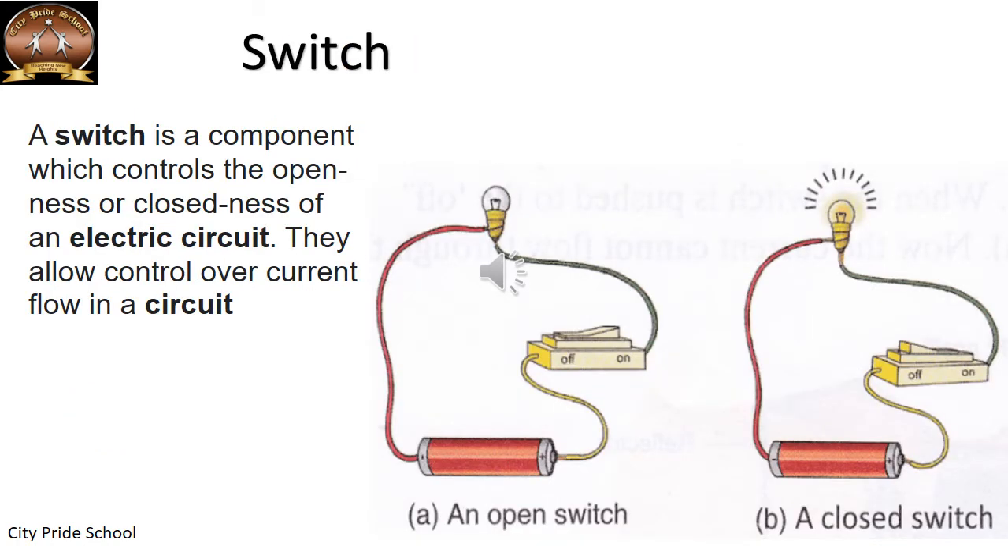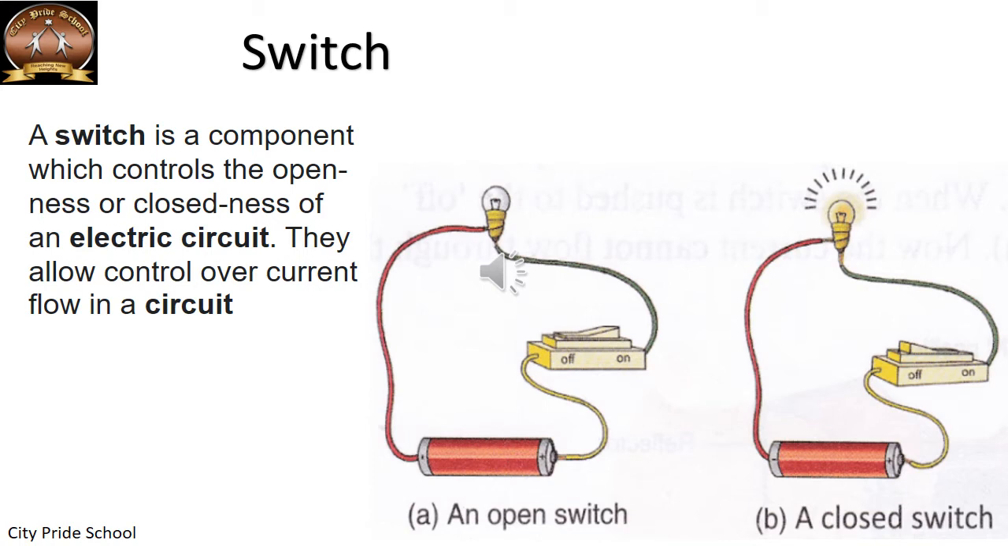Now, as we spoke about in the previous slide regarding the switch, the switch is a component which controls the opening and closing of the electric circuit. It either allows the current to flow through it or it does not allow. Now, how does this happen?